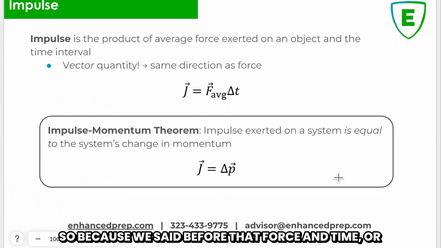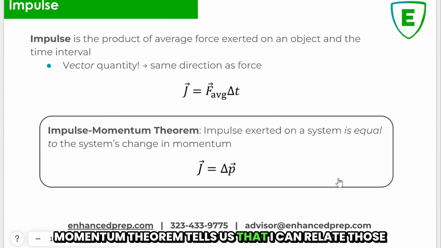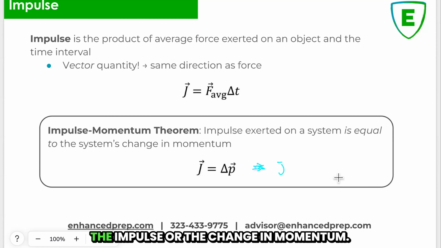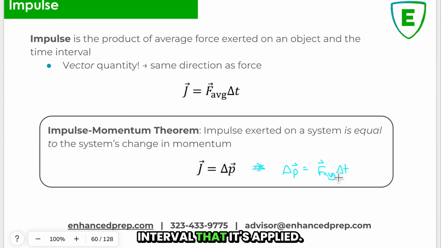Okay. So, because we said before that force and change in time gives a change in momentum, the impulse-momentum theorem tells us that I can relate those two. So, in the end, this is kind of what we wrote out before. The impulse, or the change in momentum, is an average force times the time interval that it's applied.